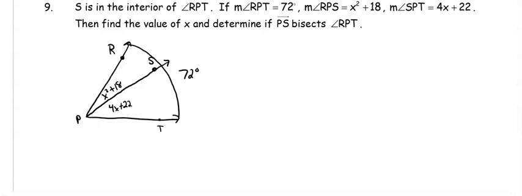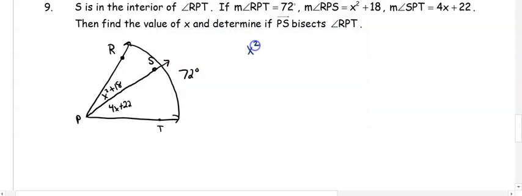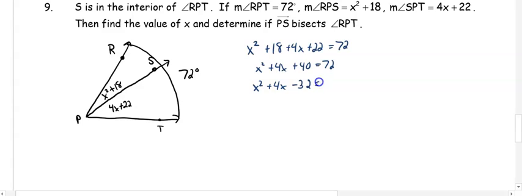So first thing we want to do is solve for x. We do not know if it's a bisector, so we're going to treat this as an angle addition property. So we're going to add the angles together. X squared plus 18 plus 4x plus 22 is equal to our whole angle 72. X squared plus 4x plus 40 is equal to 72. We can subtract 72: x squared plus 4x minus 32 equals 0. We need numbers that multiply to negative 32 and add to 4. So we have x plus 8 and x minus 4 equals 0. When we switch our signs, x is negative 8 and x is 4.